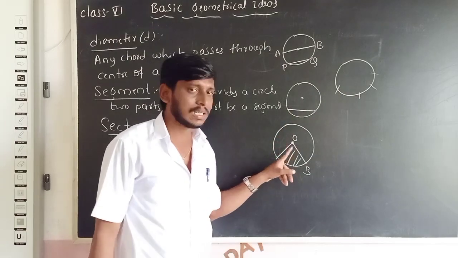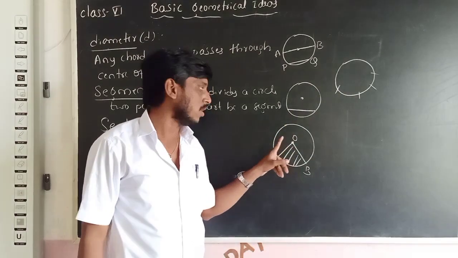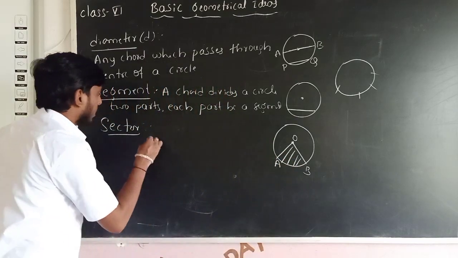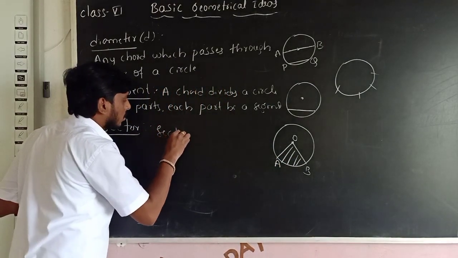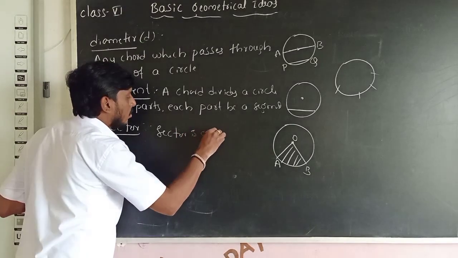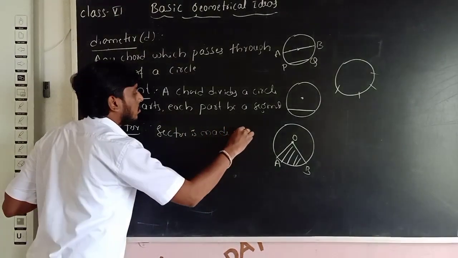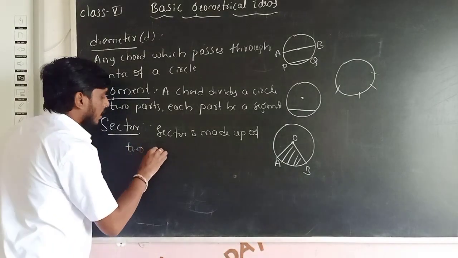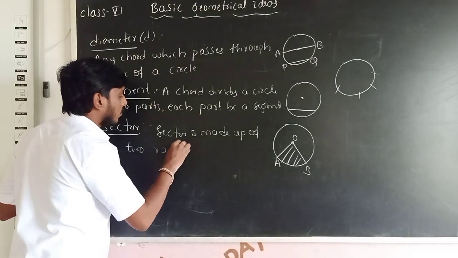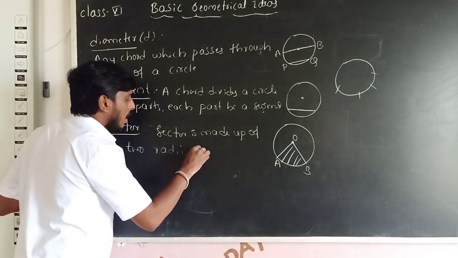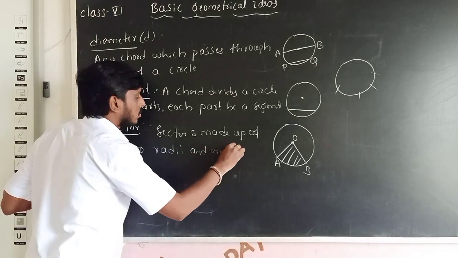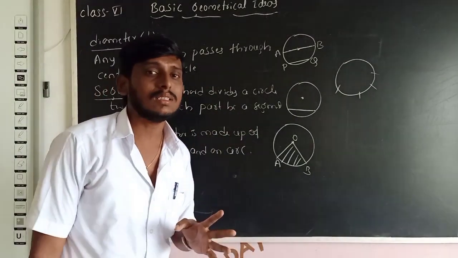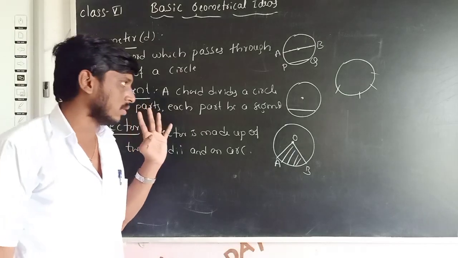Then what do you mean by sector? A sector is made up of two radii, radius plural being radii, and an arc. Okay, so these are the definitions. With the help of the definitions, you can solve the exercise questions yourself.